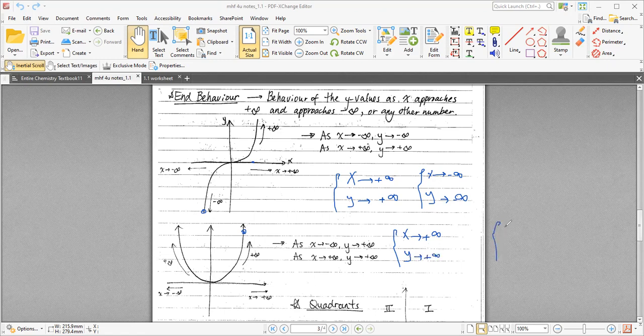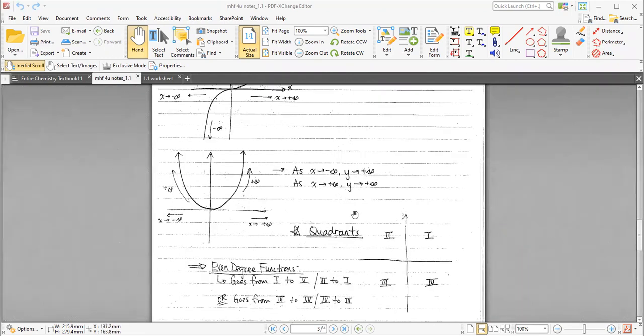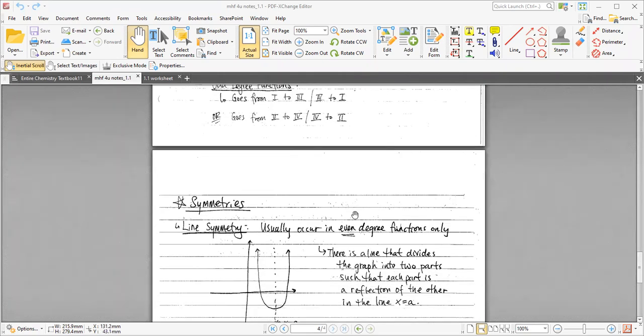Also, I want to see what happens when the x goes to negative infinity. What happened to the y? I have to look at this end. See, when the x is negative, my y is positive, right? So it's going to be positive infinity. So these are the end behavior. Okay, these are the end behavior.